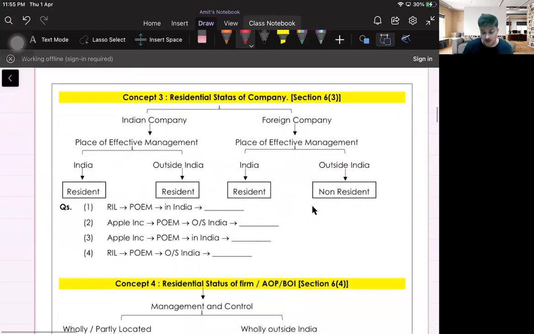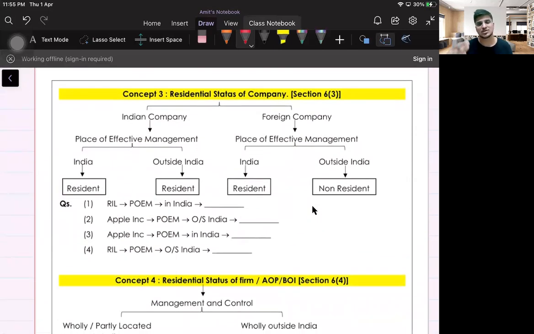Then I will move on with the next concept, residential status of company. The residential status of a company will be dependent upon the place of effective management. We will see that now. Company can be of two types: one is Indian company, second is foreign company.